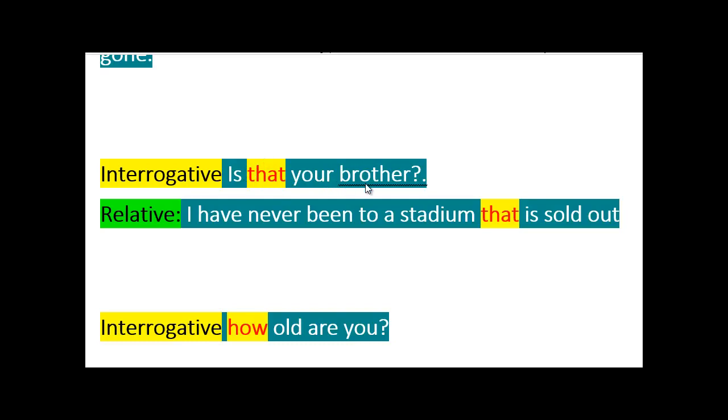Another example: I have never been to a stadium that is sold out. That's describing the stadium. All the tickets are sold out. Here is that interrogative, and here is that relative pronoun. Interrogative pronoun, relative pronoun.